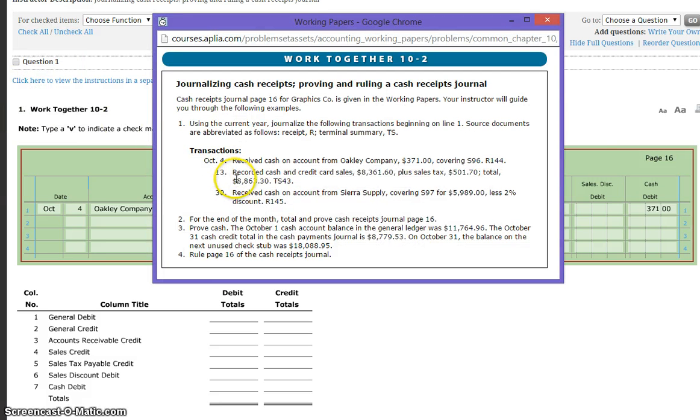Transaction number 2, on the 13th, recorded our cash and our credit card sales for the day, $83.61.60 plus our tax of $501.70 for our grand total of $88.63.30, TS 43. So we're just recording our cash brought in for the day. Our second transaction on the 13th, again recorded this sales transaction.